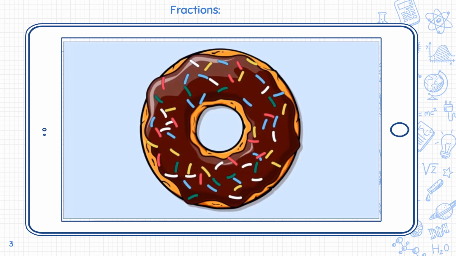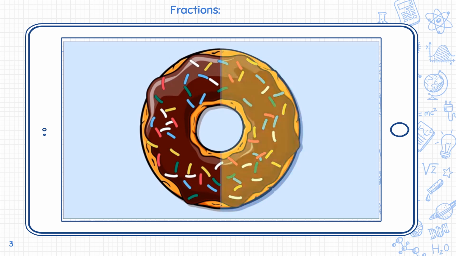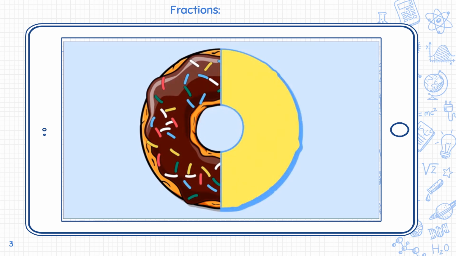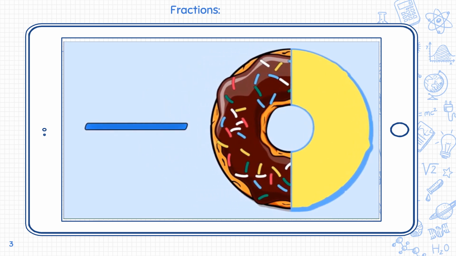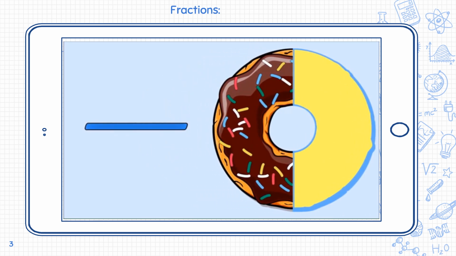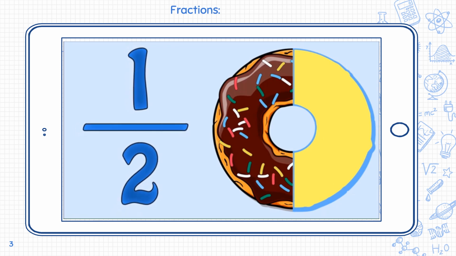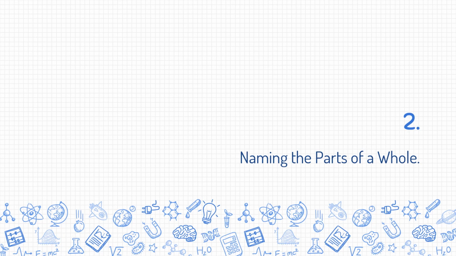Let's try one more example. If you and your friend have one donut to share, then you will cut it into 2 pieces. If there are 2 pieces of donut and you eat 1, what is the numerator of your fraction? That's right, the numerator is 1. What is the denominator? Right again, it's 2. When the fraction is 1/2, we call that one half. Naming the parts of a whole.